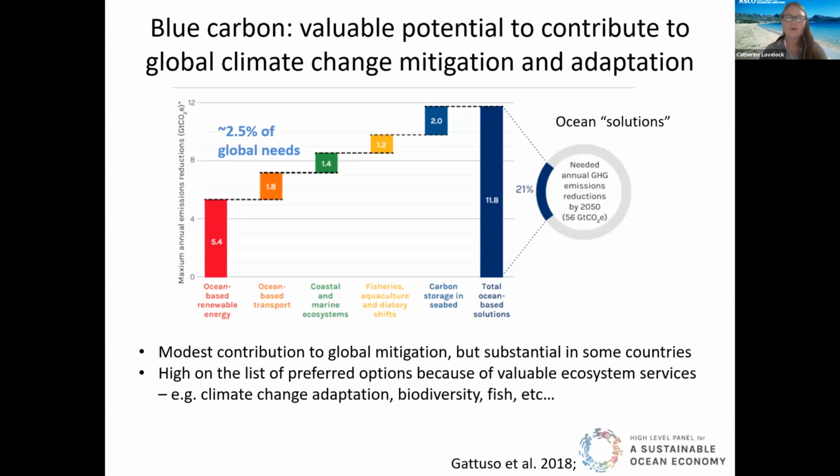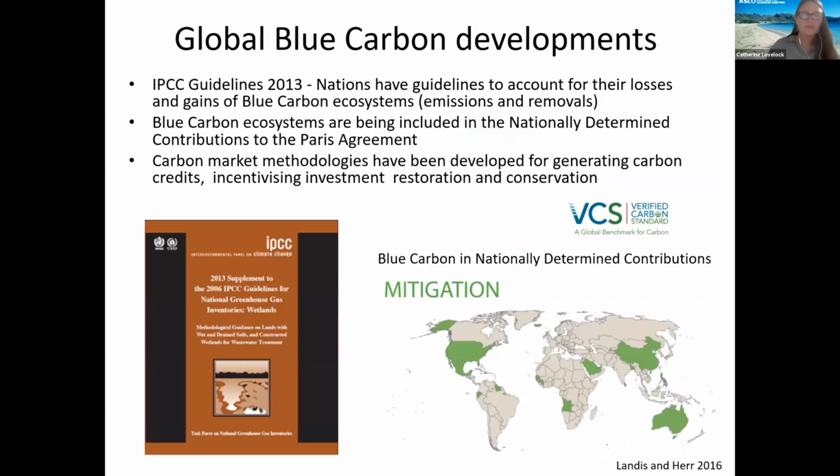And it's really high on the list of preferred options because of the valuable ecosystem services that coastal ecosystems provide, right? So it's about climate change adaptation, biodiversity, fish nursery habitats, and others. So I point you to an excellent review by Jean-Pierre Gattuso and others in 2018. So in general, for blue carbon, I just picked 3 things to tell you about in terms of developments. The first is the IPCC guidelines that were released in 2013.